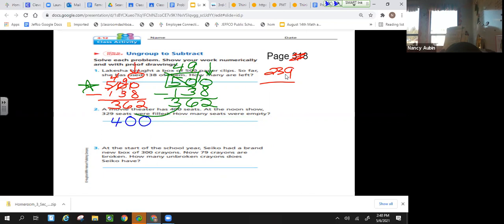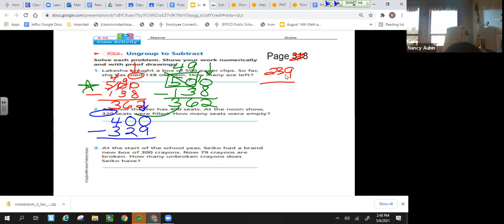No, sit down and do your job. All right, so a movie theater has 400 seats. At the noon show, 329 seats were filled. I want to know how many are still empty so that I can go watch that movie and get my popcorn and Coke and Twizzlers. My favorite part of seeing a movie. We're gonna go ahead. No, I like all of it. The reclining seats. Oh, yeah.